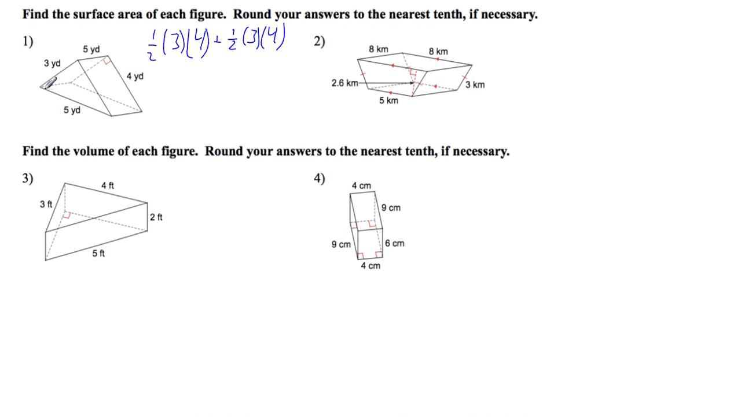Now I have to add the areas of the 3 rectangular faces. If I look at this rectangular face in the back, I can see that it has a base of 5 and a height of 3. So that area is going to be 3 times 5. If I look at this top rectangle, that has an area of 4 times 5.